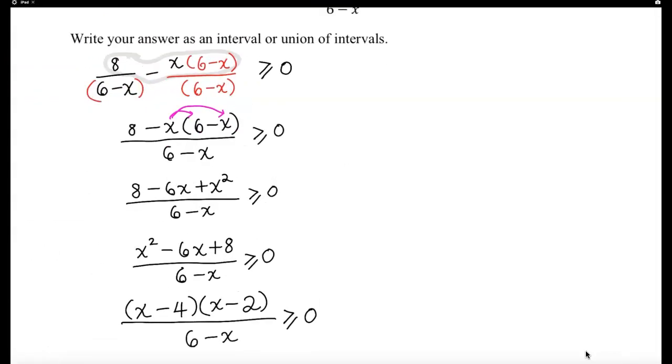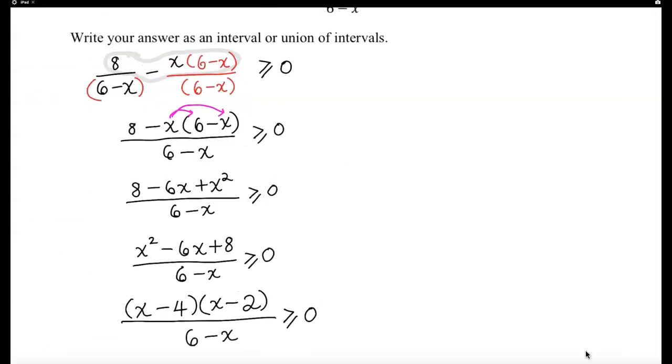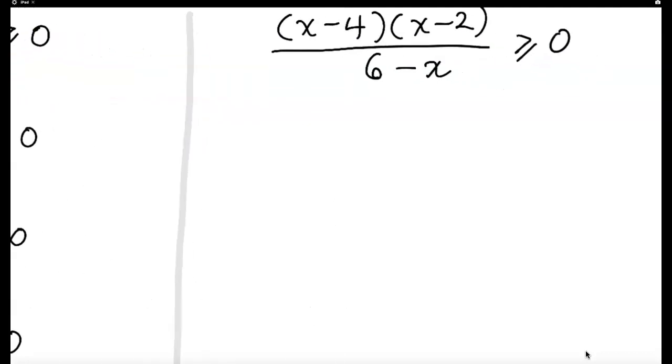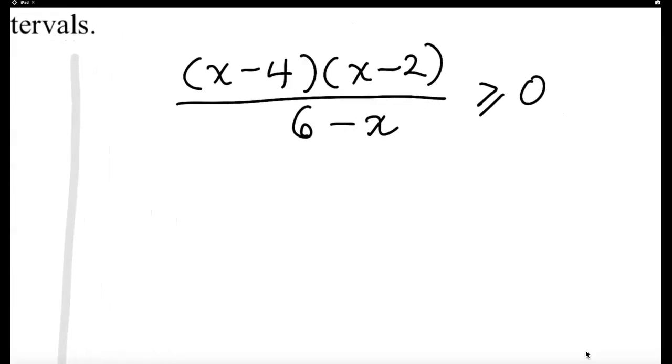So I'll move the work over here. Hold on a second. I'll draw a line. And I'll go ahead and write down that function one more time. I have x minus 4 times x minus 2, and the bottom of the fraction is 6 minus x. And we're trying to solve this inequality. All right, look. Now we're ready to find the zeros of the numerator.